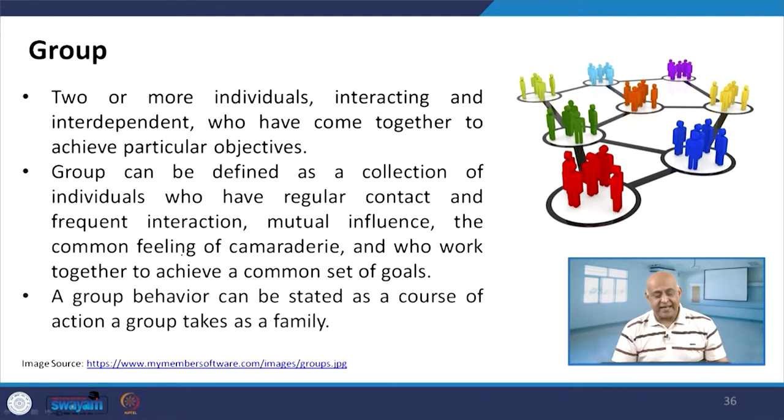So, group can be defined as a collection of individuals who have regular contact and frequent interaction, mutual influence, the common feeling of camaraderie, and who work together to achieve a common set of goals. And group behavior can be stated as a course of action a group takes as a family. It is just like a family. In the family, naturally there are minimum two members, and they are interacting and interdependent. As a result, in the organization also we find this type of group interaction, and for the common objective they are working together and are interdependent on each other.